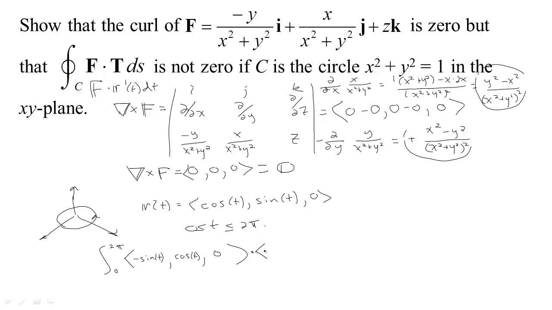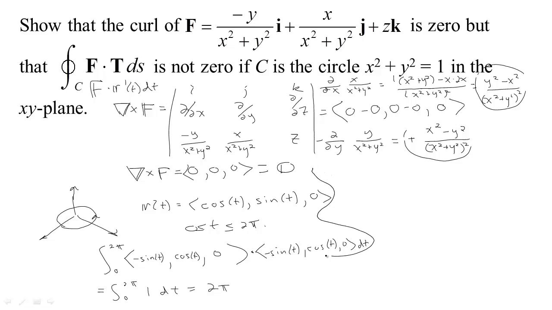I need to dot it with r prime, which is minus sine t and cosine t and 0, and then integrate dt, which gives me the integral from 0 to 2 pi of, see, negative sine times negative sine would make sine squared plus cosine squared plus 0. Sine squared plus cosine squared is 1, so we get the integral of 1 dt, which is equal to 2 pi. And that's kind of the conflict in this problem.